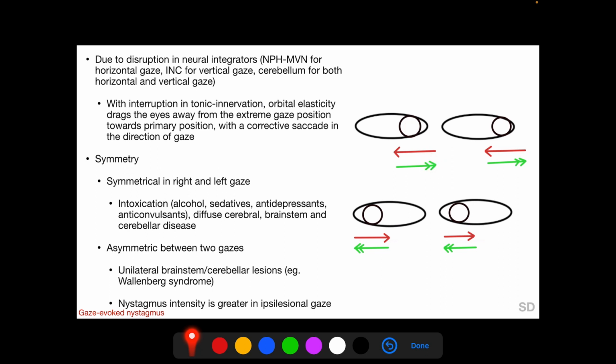Gaze-evoked nystagmus can be symmetrical or asymmetrical. It is symmetrical in the right and left gaze with intoxication and diffuse cerebral, brainstem and cerebellar disease, and it is asymmetric between the two gazes with unilateral lesions in the brainstem and cerebellum, such as the lateral medullary syndrome or the Wallenberg syndrome, and in this situation the nystagmus intensity is greater in ipsilesional gaze.